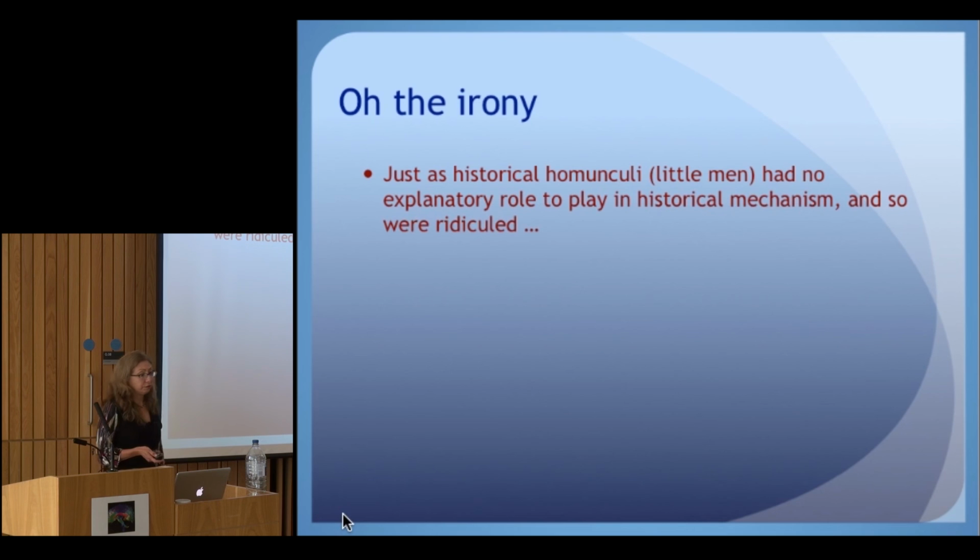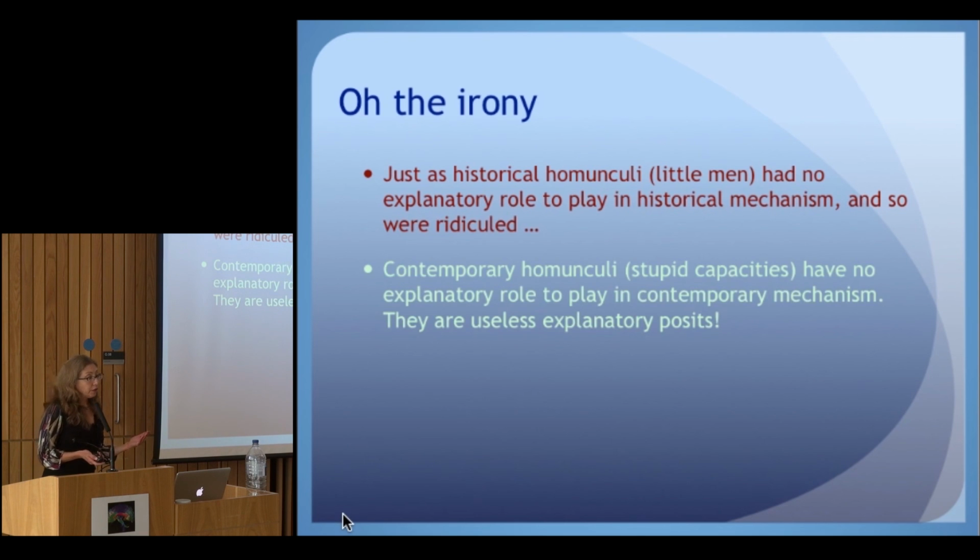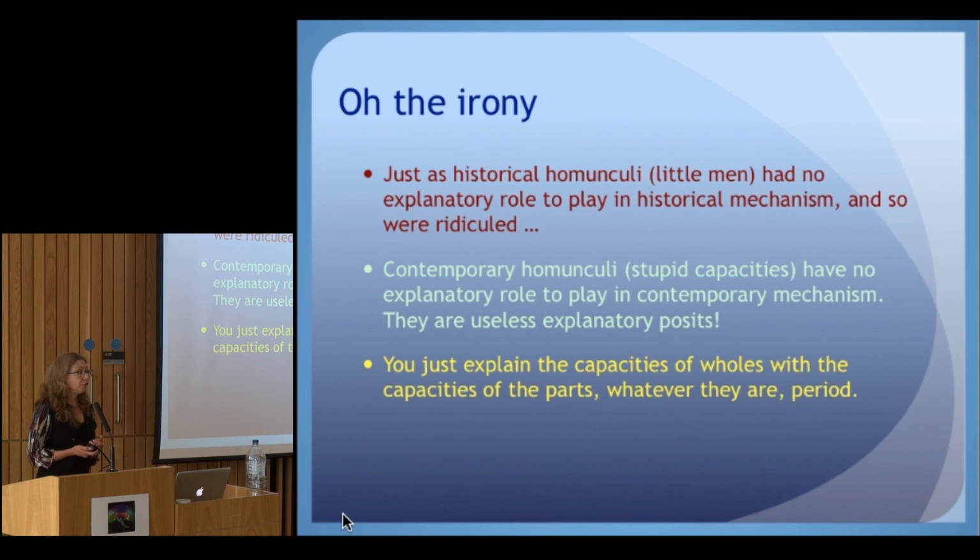So this is kind of ironic in the end. In the way that I described before, the historical homunculi, the little men, had no explanatory purpose, no value in historical push-pull mechanism, and so they got ridiculed. In a similar way, the contemporary homunculi, the hemi, demi, semi, proto, quasi capacities, don't have any real explanatory role to play. We don't even know what they are. They're stupider, but that's a metaphor. They don't really have a role to play in contemporary mechanism either, so they appear to be useless explanatory posits as well. All you do is explain the capacities of the whole in terms of the capacities of the parts, wherever they are, whatever they are, period.